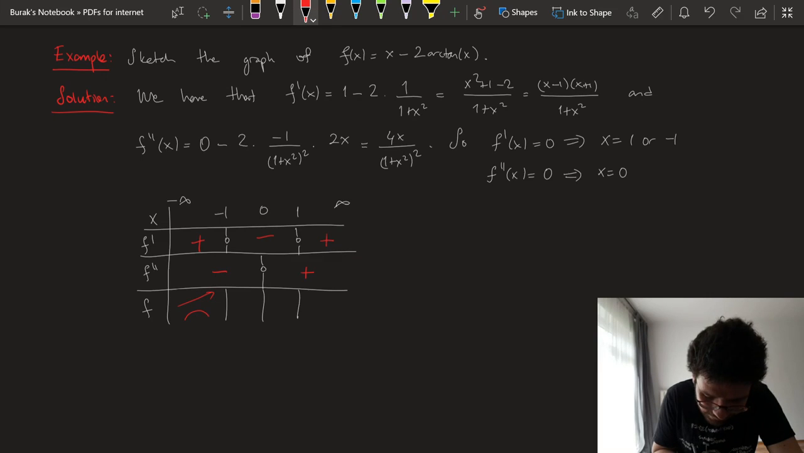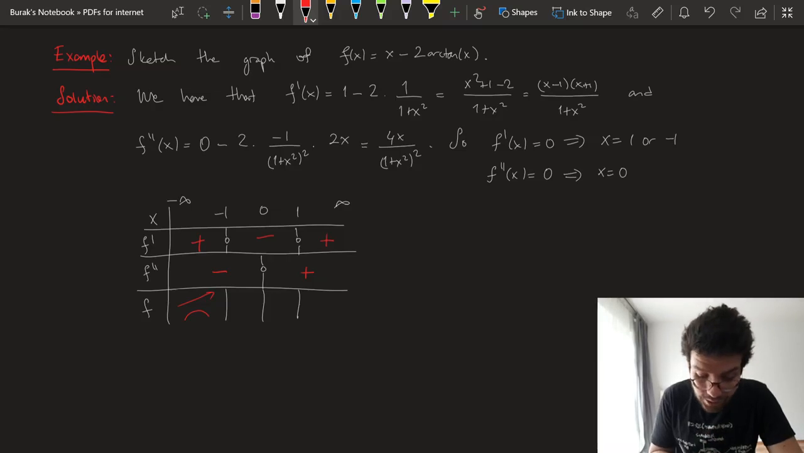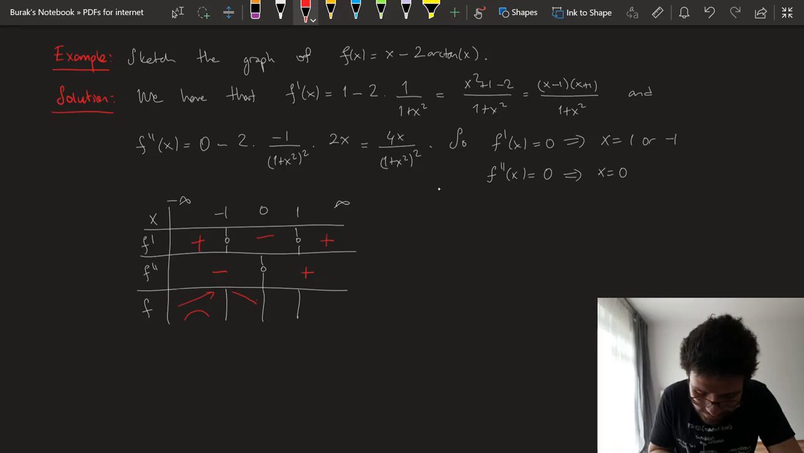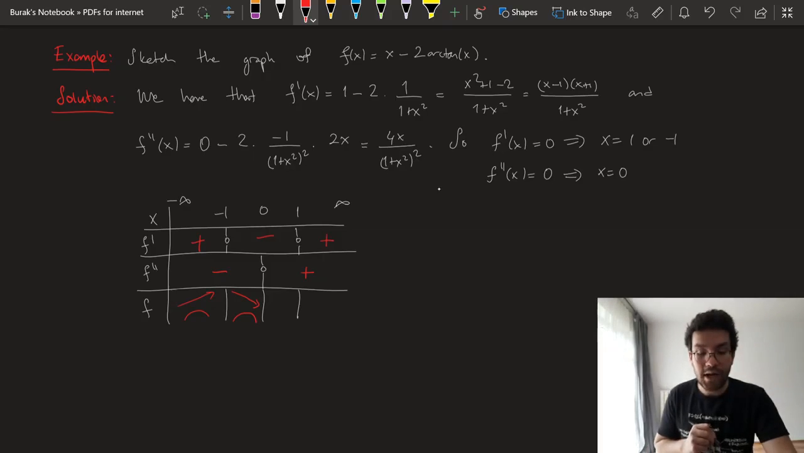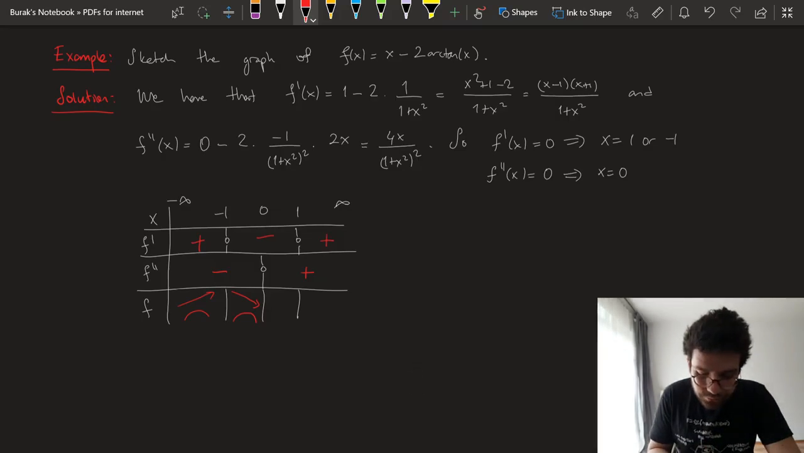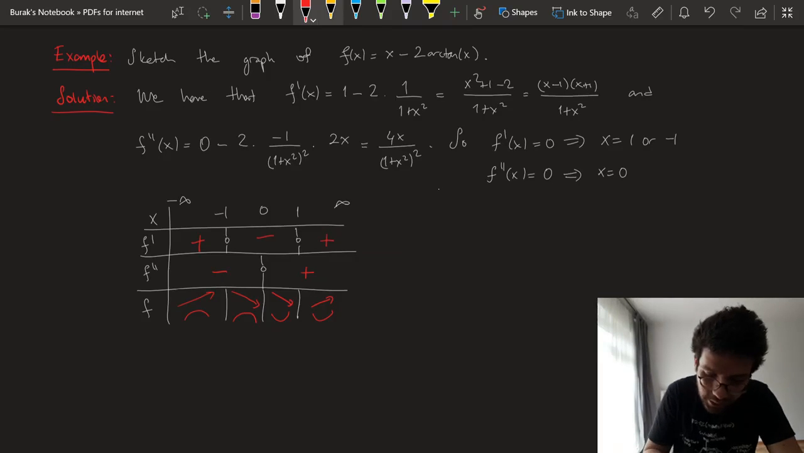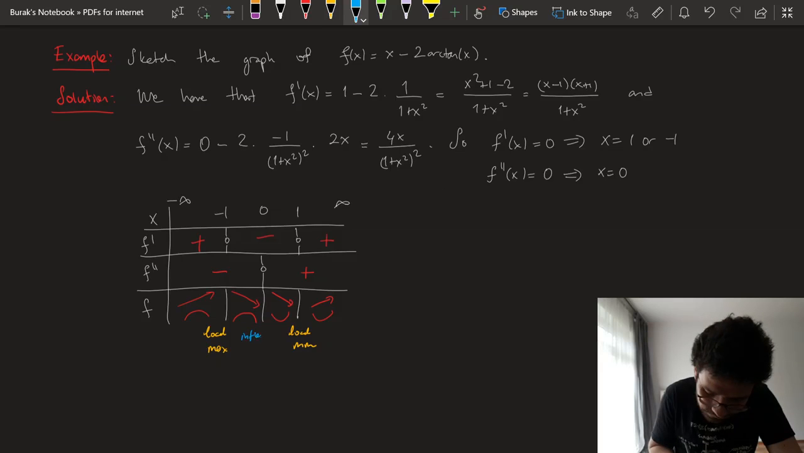it is concave down because I see a negative second derivative. And over here my derivative is negative, so it's decreasing and it is still concave down. At 0, the concavity changes, so I have an inflection point. So after this point, I will see a concave up graph. But over here, between 0 and 1, my function is still decreasing, and then it's increasing. So by the first derivative test, I see a local max here, and a local min here. Okay, and I have an inflection point at 0.